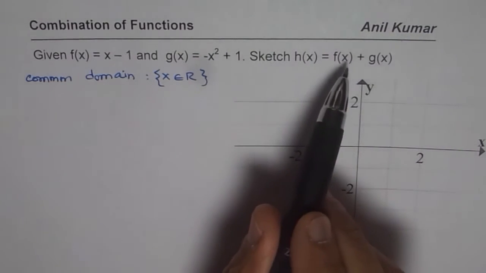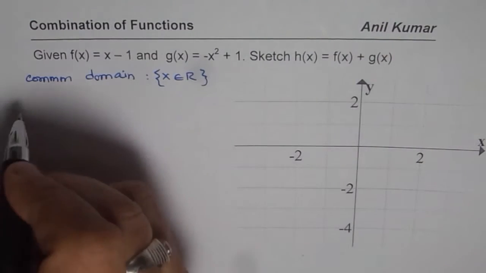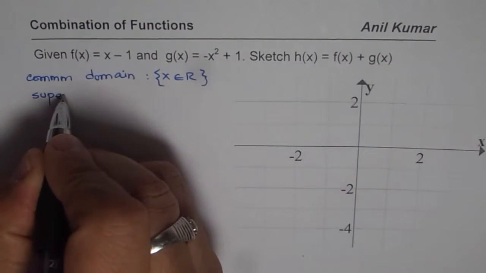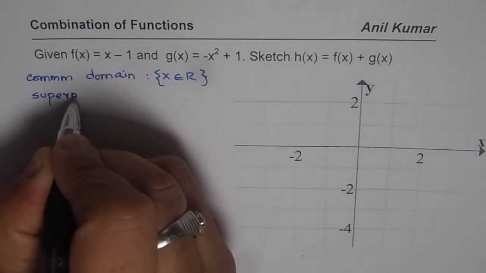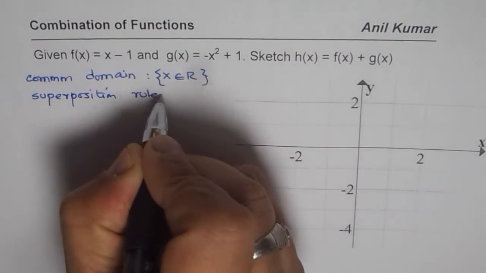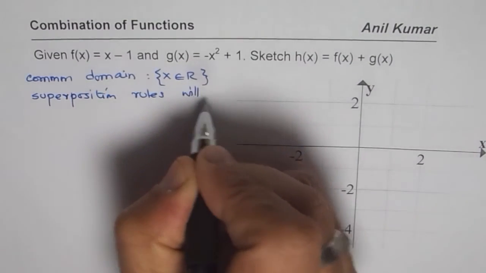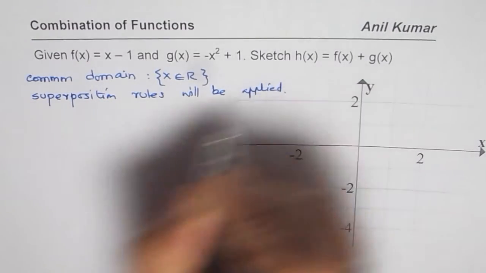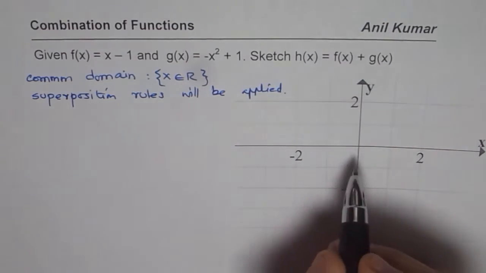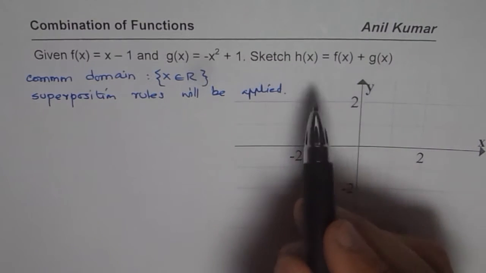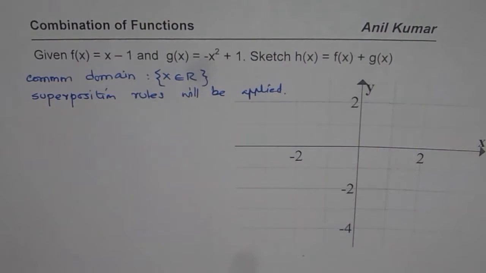Now, when we have to add them, what do we do? We basically superimpose the values of y. So superposition rules will be applied. What does that mean? It really means that for any given value of x, the y values of f of x and g of x will be combined. Okay, that is what it means.